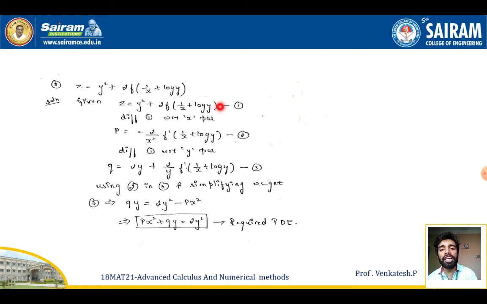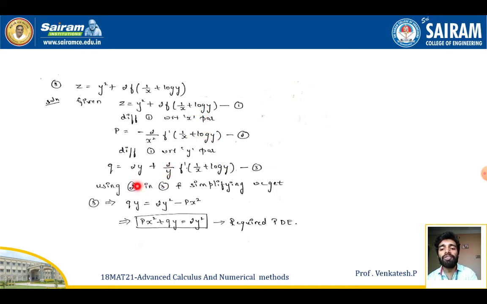Again, differentiating equation number 1 with respect to y, I will get q, in the sense dou z by dou y, which will be equal to, differentiating y square, 2y. Then differentiating the function f, I will get f dash of (1 by x plus log y), and differentiating the log y function, I will get 1 by y here.